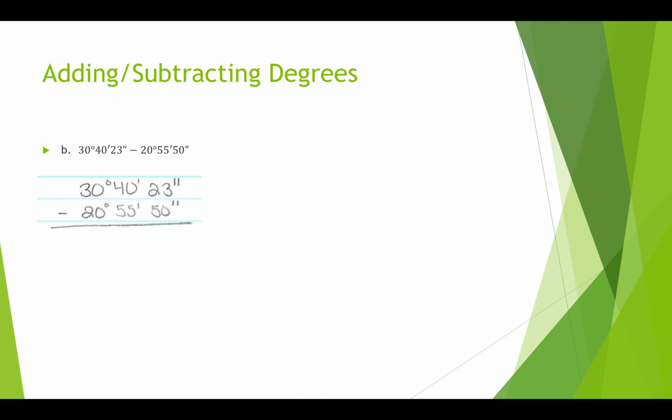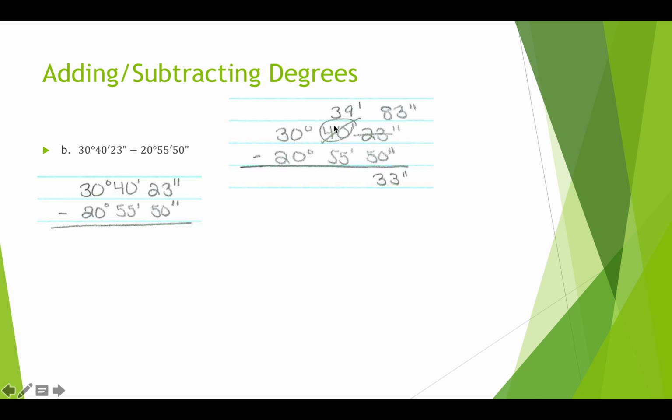So I'm going to borrow from my minutes, from 40. So instead of 40 minutes, I'm only going to have 39 minutes. So I took a minute away and gave it to the seconds. And remember, 1 minute is 60 seconds. So when I brought it over here to the seconds place, I had to add 60. The 1 minute became 60 seconds. So I had 23, I added 60 more to get 83. And now I can subtract. 83 minus 50 is 33.